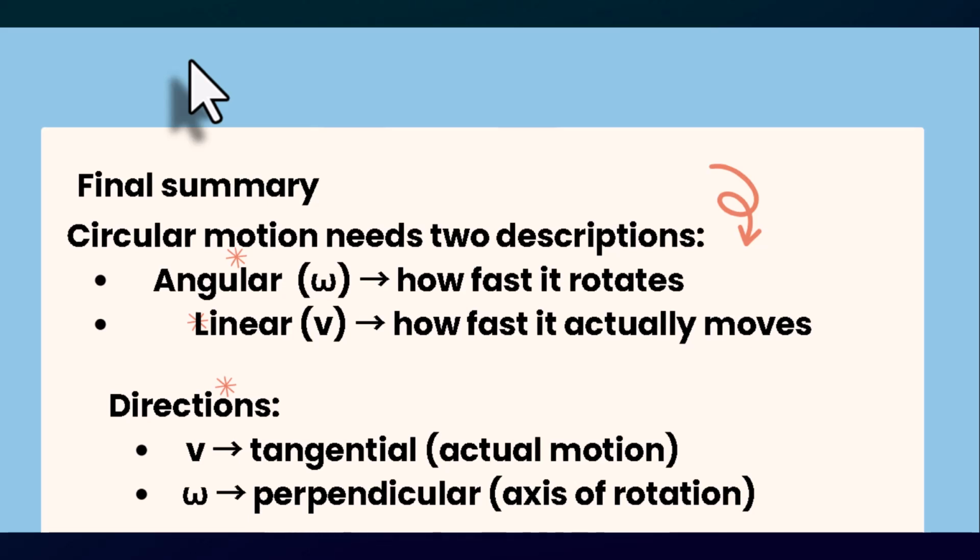So one motion, two velocities, both absolutely necessary. And once you see it this way, circular motion is no longer confusing.